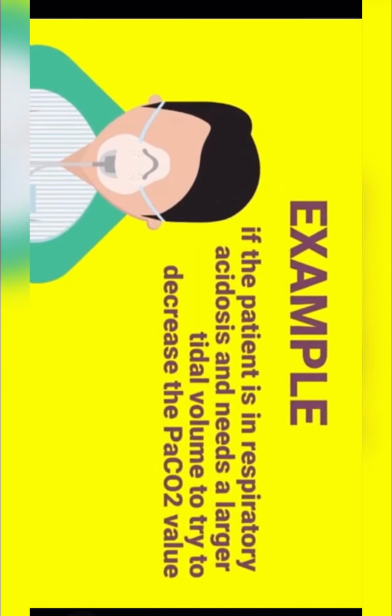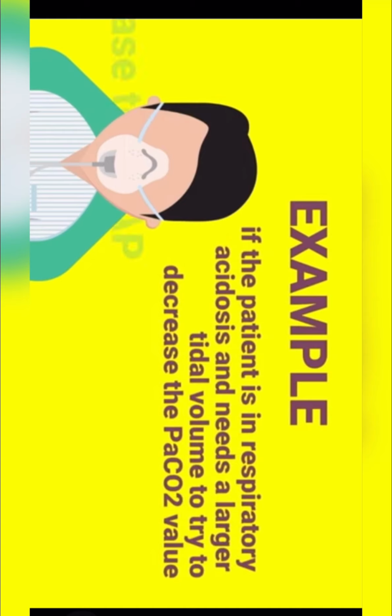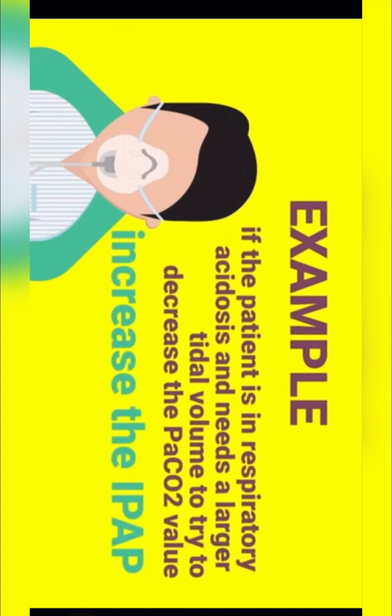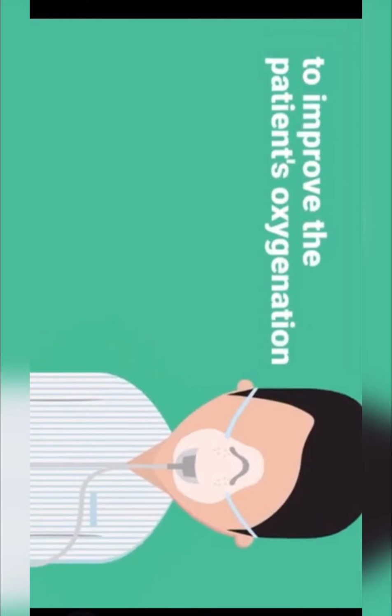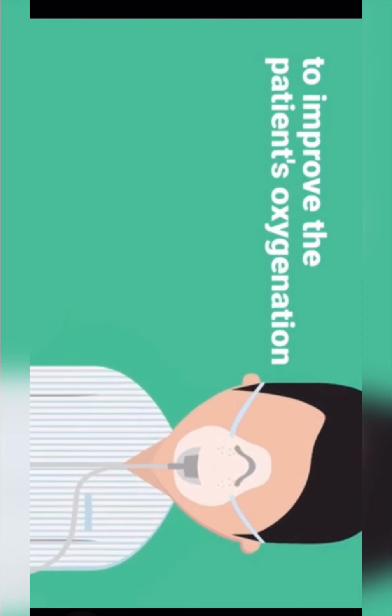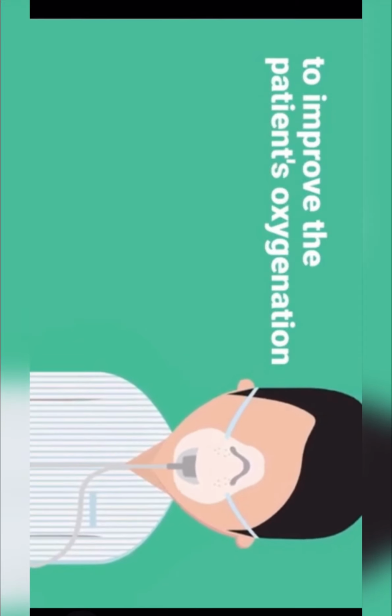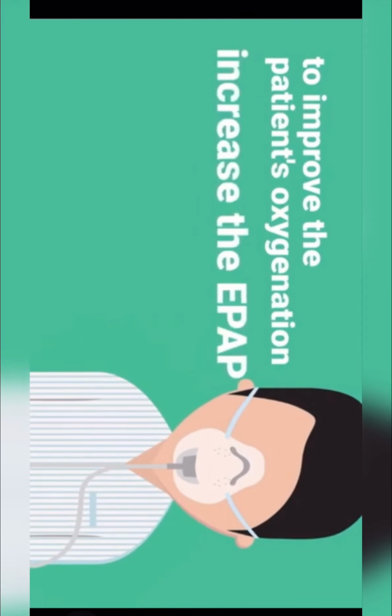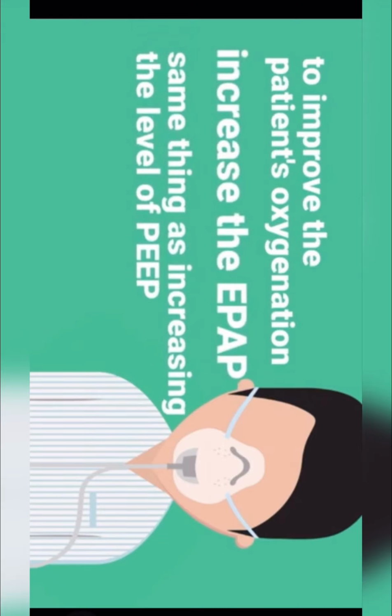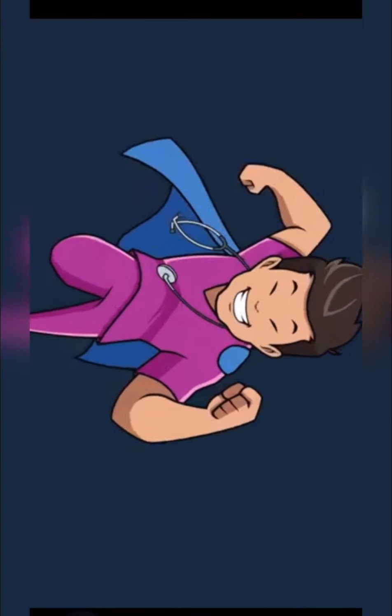needs of the patient. For example, if the patient is in respiratory acidosis and needs a large tidal volume to decrease the PaCO2 value, you would want to increase the IPAP setting. Or if you needed to improve the patient's oxygenation, you would need to increase the FiO2. But another way to do this is to increase the EPAP setting, which is essentially the same thing as increasing the level of the PEEP. So there you have it, and this is the BiPAP illustration.